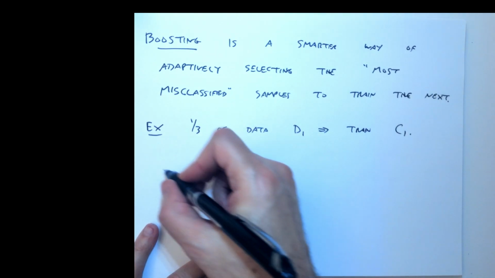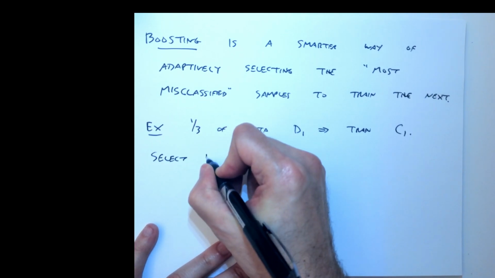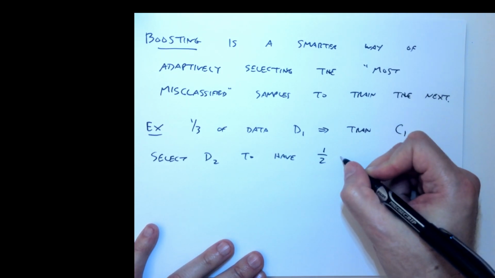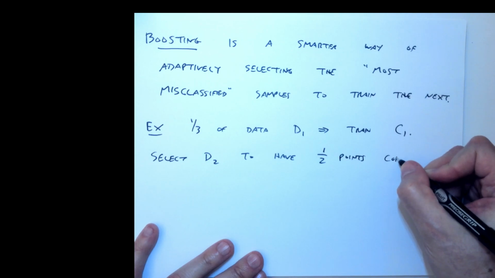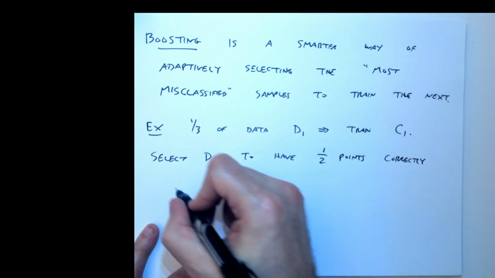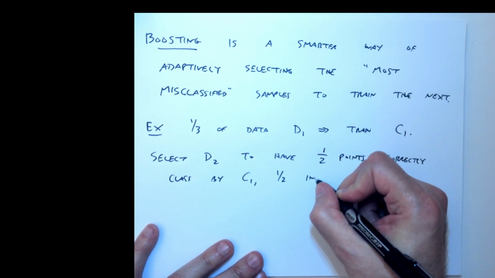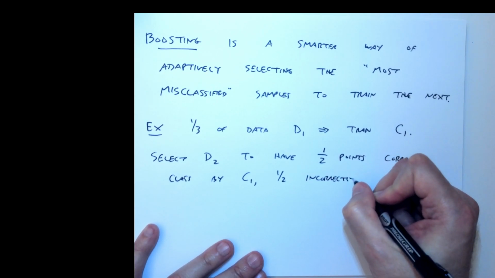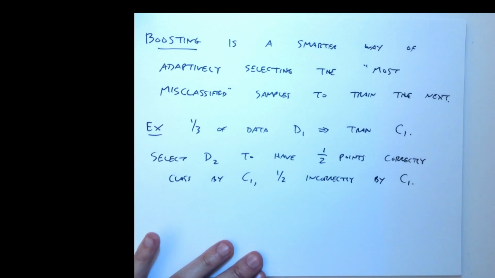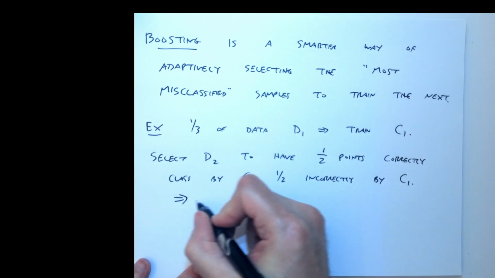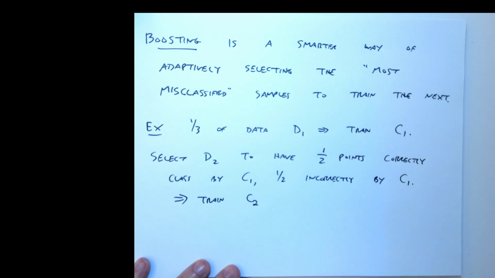So then what I do is I select D2 to have half the points that were correctly classified by C1 and half the points that were incorrectly classified. That's like saying that now I've got a coin flip for C1. It doesn't know what to do with these points. So now I train C2 on that set of points, okay?